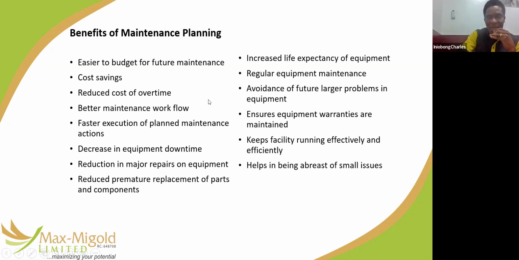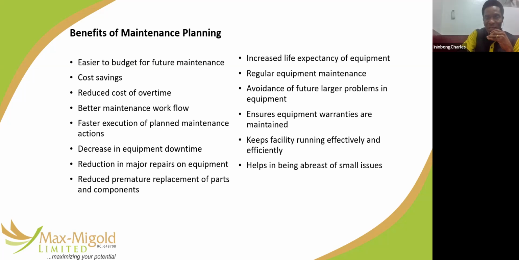Now, better maintenance workflow. You have better sequencing. You have better flow from one stage to the other. You know what to do. Faster execution of planned maintenance actions. All the actions of maintenance, you already scheduled them. You know when to do them. Today we will do this. So that's the benefit of maintenance planning. Decrease in equipment downtime. Reduction in major repairs on equipment. When we do our maintenance, we reduce major repairs, because you tend to track down failure even before it happens.